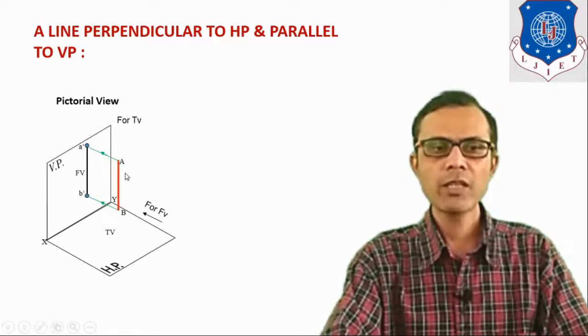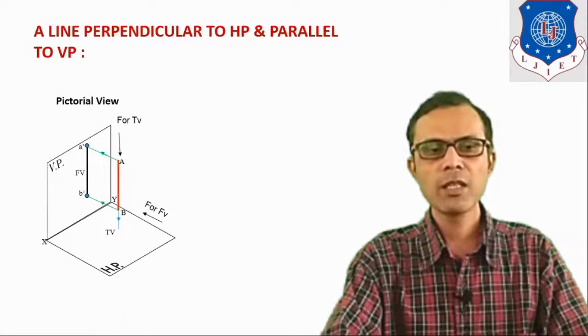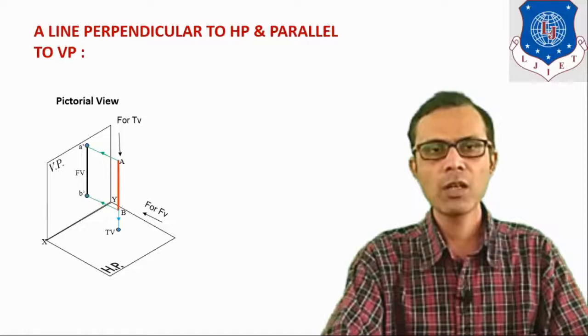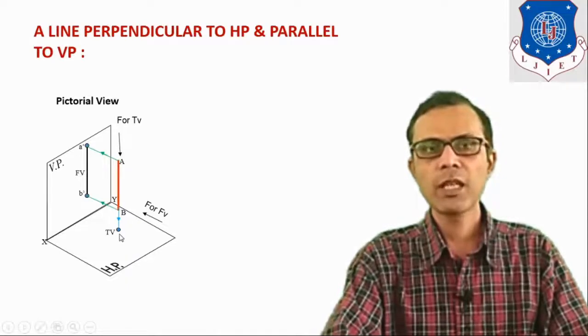Now when we look at this object from the top view direction, both of the ends A and B will be projected on HP and both of the ends will be on a common projector and they will look like a point view. So on HP it is top view, that is the point view for the given line.